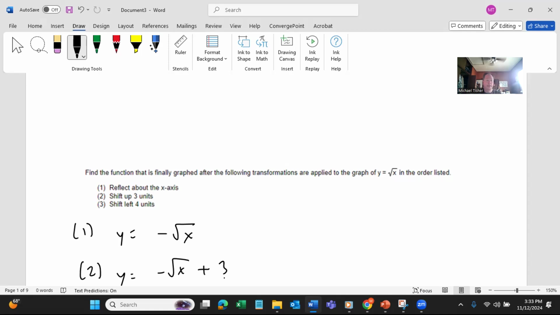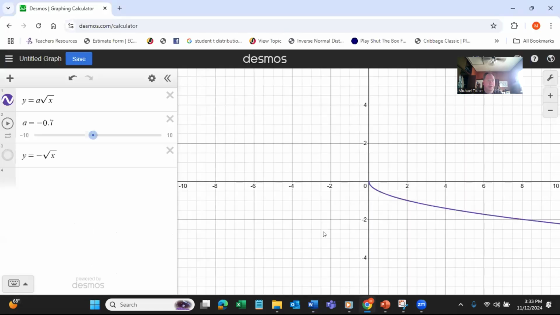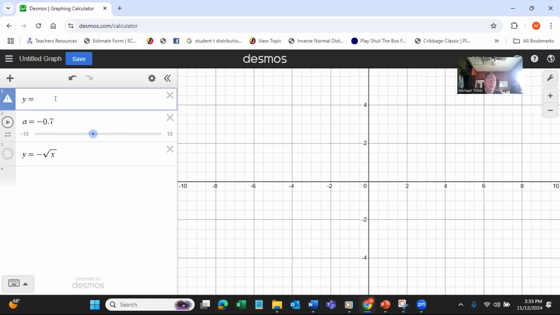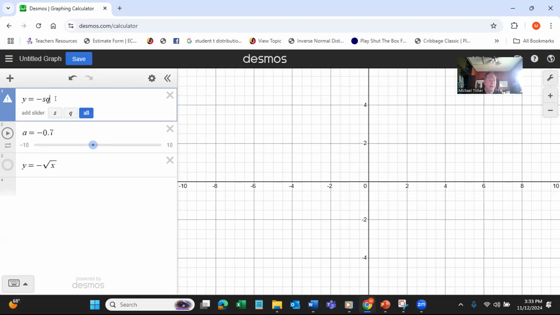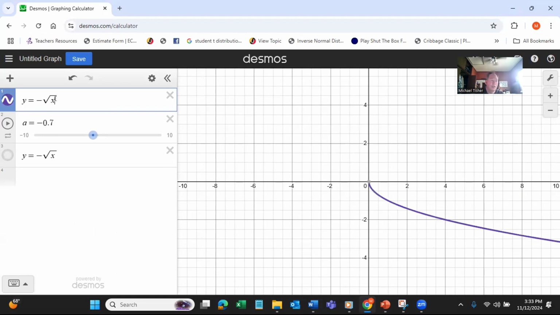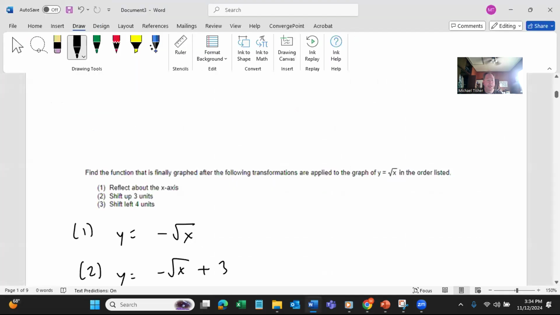Okay, and let's see that in action here. Okay, turn them both on, and yes, it looks like y equals negative square root of x plus 3 is y equals negative square root of x shifted up 3 units or moved up 3 units. All right. Okay, we got one more to do.